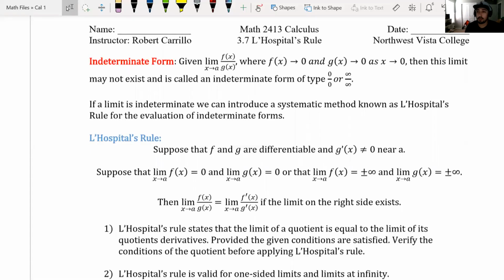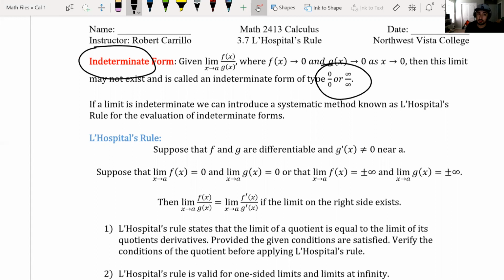Okay, welcome guys. This is 3.7, L'Hôpital's rule, not L Hospital, L'Hôpital, okay? And we use L'Hôpital's rule on limits to make them easier. But the only way we can use L'Hôpital's is if we come across a certain type of form. That form is called indeterminate. It has to be an indeterminate form, and those forms are 0 over 0 or infinity over infinity.